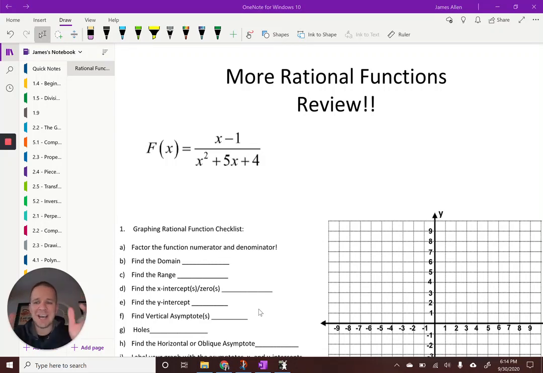All right. It's time for some more rational functions review. And I have this sneaking suspicion here that this lesson is going to be twice as fun, twice as exciting. You want to know how I know that?